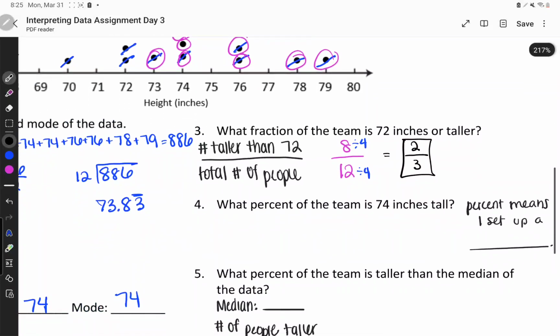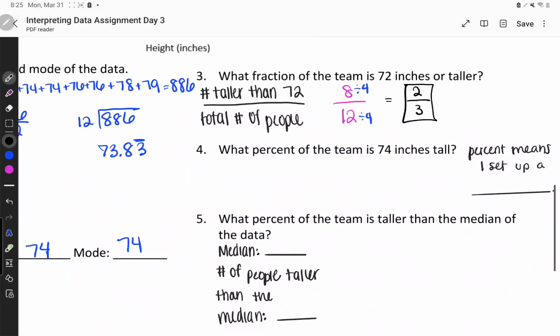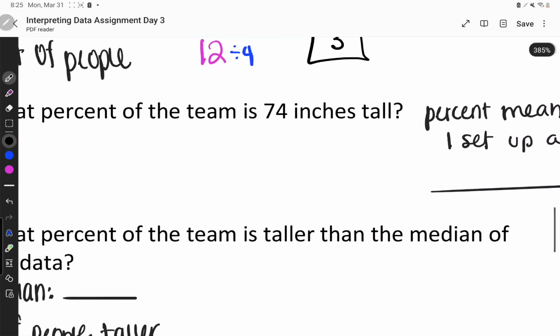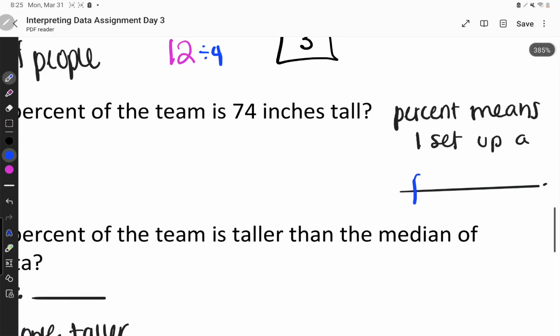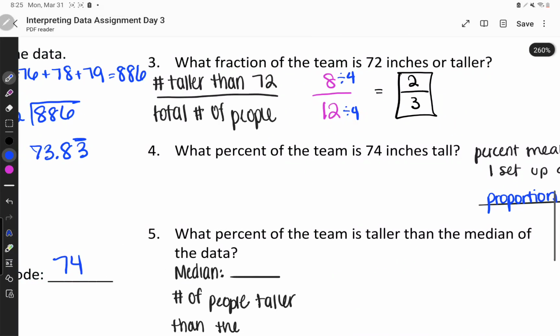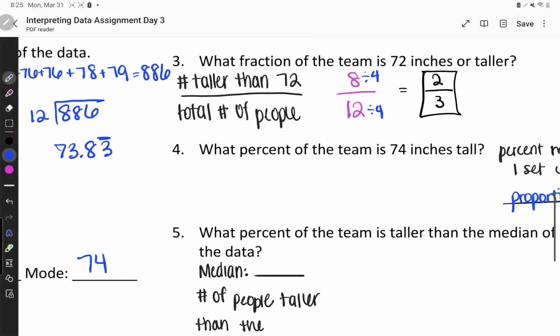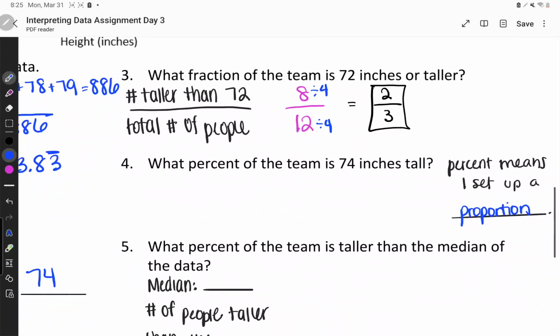The last one, this one says, what percent of the team is 74 inches tall? Well, percent means we do what? Percent means we set up a proportion. So I would have, nothing changed here. I didn't get any new teammates, no teammates changed height. So I would have a part over whole equals percent over 100.